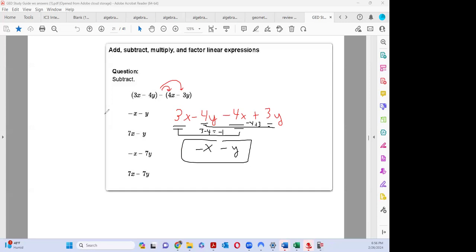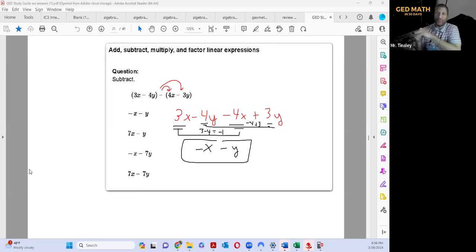What I'm telling you is, when they tell you to evaluate expressions, when they tell you to combine two terms, a lot of times they give you that negative. They love using that. They want to see if you know your signed numbers.